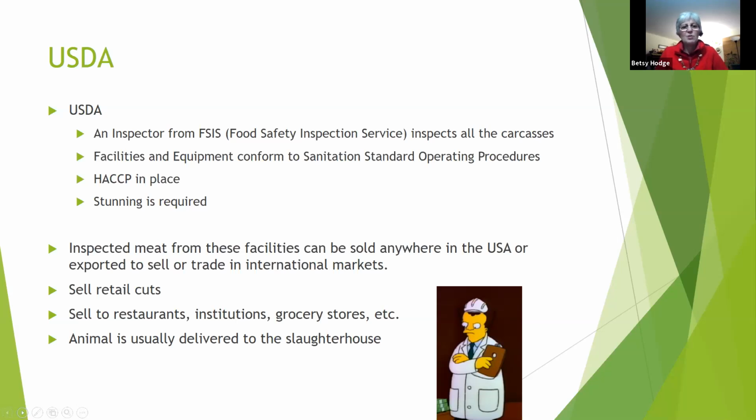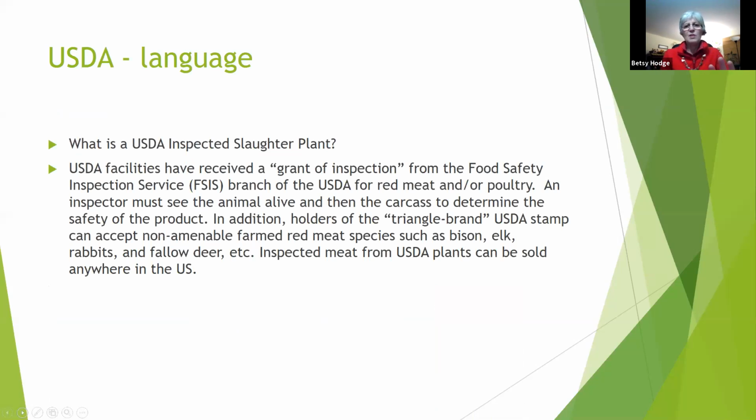And I mentioned earlier, usually you would deliver your animals to the slaughterhouse. It's very tricky to do mobile USDA slaughter because it requires the inspector. So that's USDA. And in our area in the North Country, we have Tri-Town. We had Willard's, although they're mostly closed, and we have Red Barn in Lewis County. Give me a minute here. There we go. And I'm not going to read all this to you. This will be in your handout so you have it. It does mention that USDA slaughterhouses can do non-amenable farmed red meat species like bison and elk, and it's considered inspected.